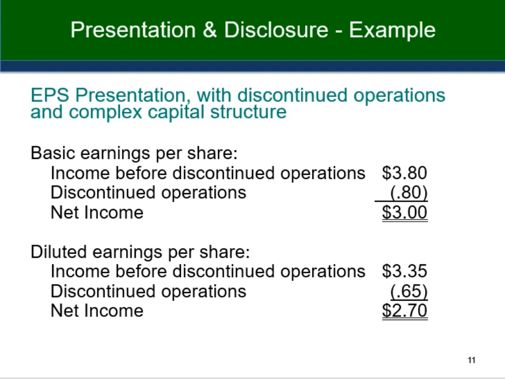In the example we see here, the diluted earnings per share has the same categories: before discontinued operations, and then after discontinued operations. And so we show essentially 6 categories of earnings per share calculations.